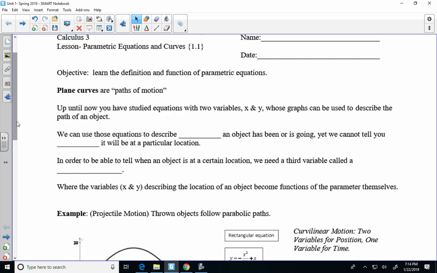I honestly don't remember what I was going for with these blanks, but we'll see. We can use those equations to describe where an object has been or is going, yet we cannot tell you when. In order to be able to tell when an object is at a certain location, we need a third variable called a parameter.